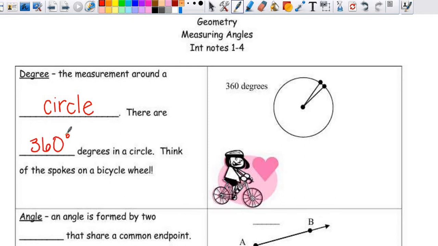Think of the spokes on a bicycle wheel, like this picture right here. So around this circle, if we start at a point on this line and go all the way around, we have gone a total of 360 degrees. Then, maybe if you look at just this little section right here, that might be about 5 degrees or so. It's just a little section of that circle.